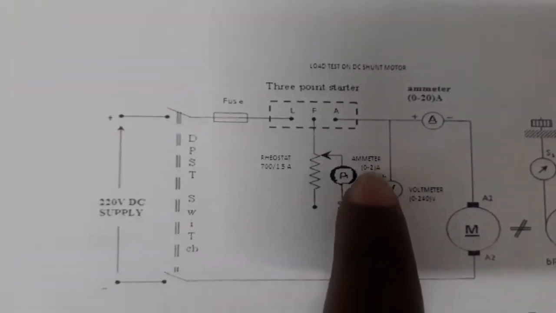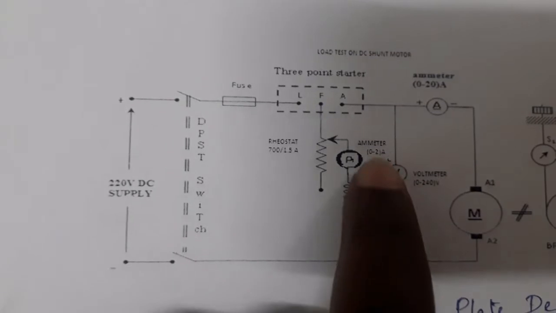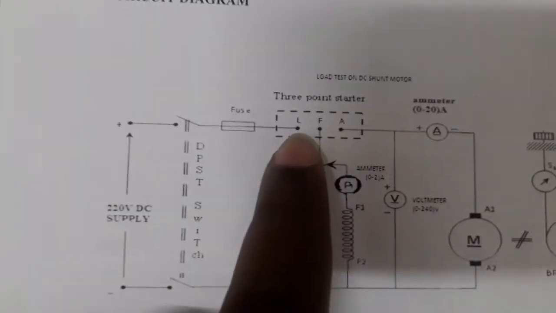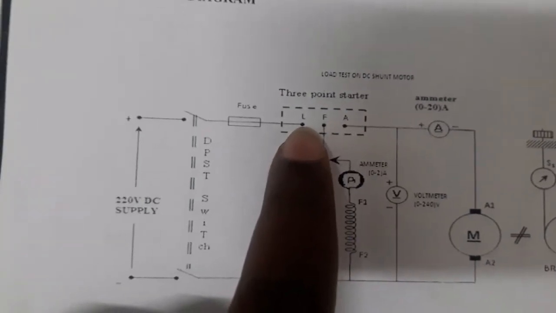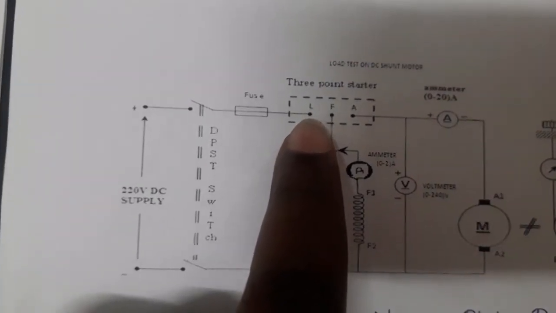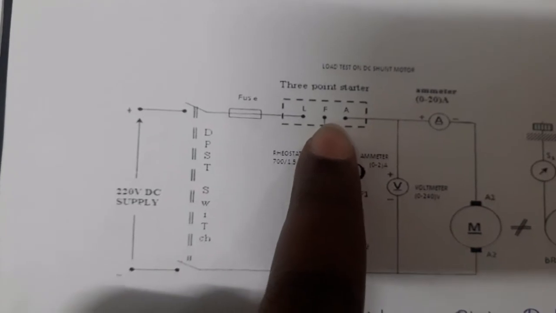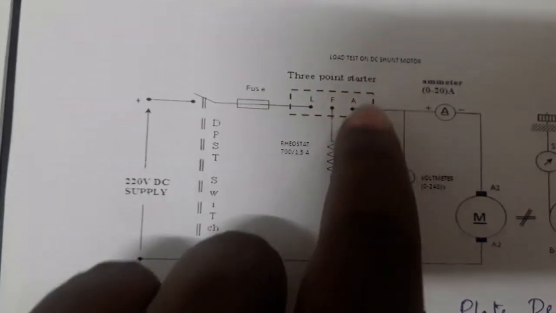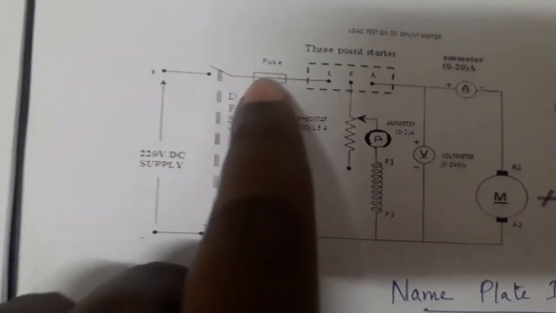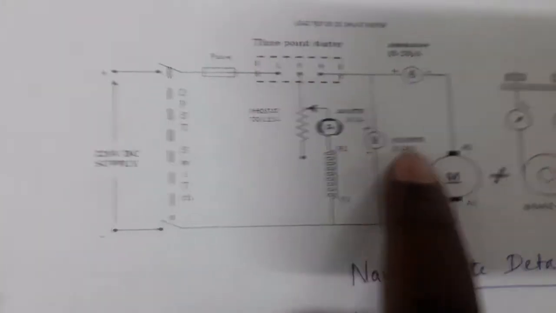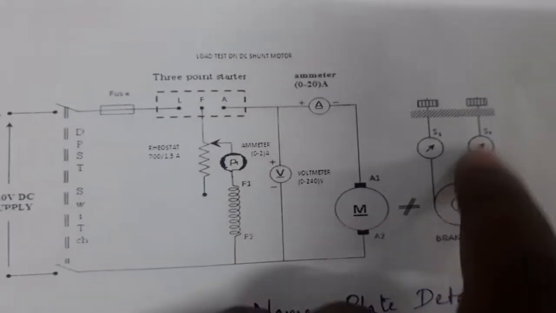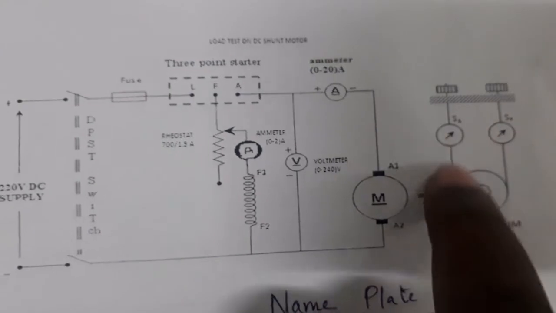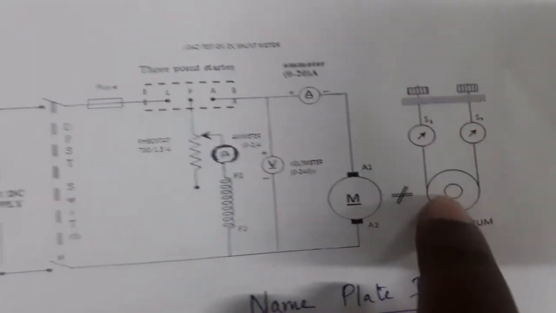Be careful, it is not phase and neutral. Since it is DC, it should be plus and minus, and ammeter plus minus. For 3-point starter, we have 3 points. One is L, which denotes the line, F, which denotes the field, and A, which is connected to the armature. To protect all these devices, we have a fuse connected at this point. Okay, this is the circuit connection. This denotes the load. Since we are calculating the load characteristics, we are connecting a load here.